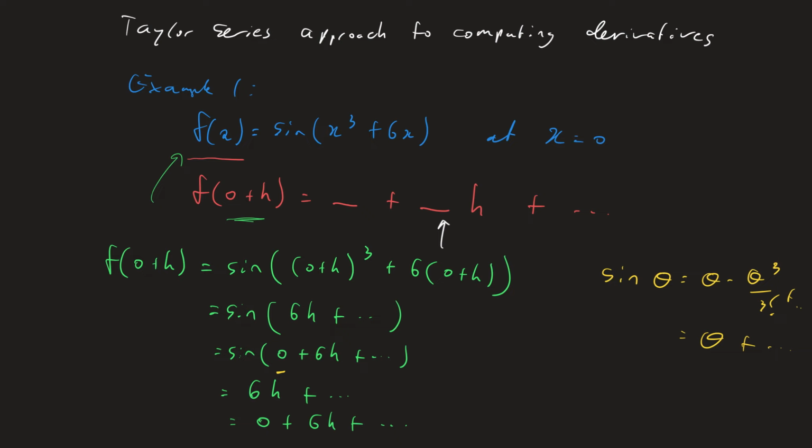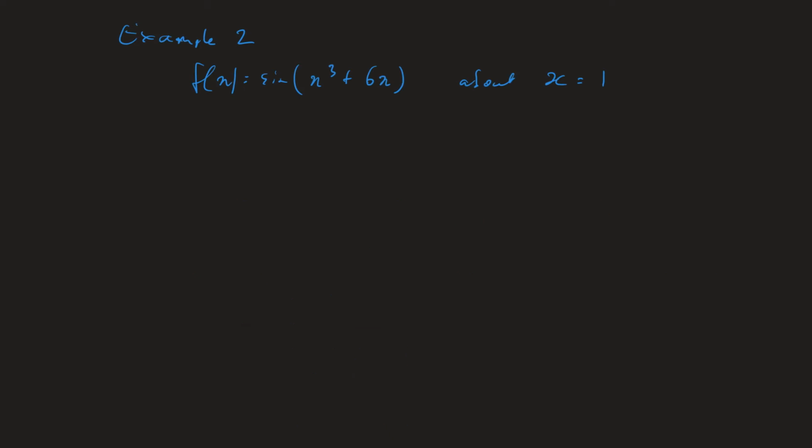is very small. Our second example involves the same function, but now we want to know the derivative at x equal to 1, or equivalently the Taylor series about x equals 1. Therefore, we want to write f of 1 plus h equals, substituting 1 plus h in, we find that that is sine of (1 plus h) cubed plus 6 times (1 plus h).